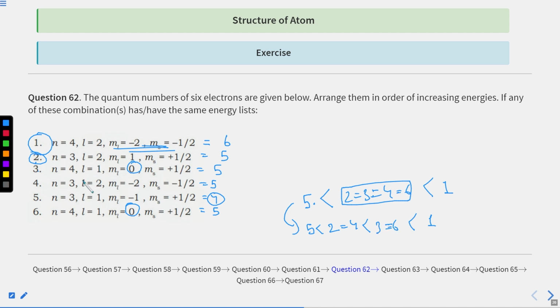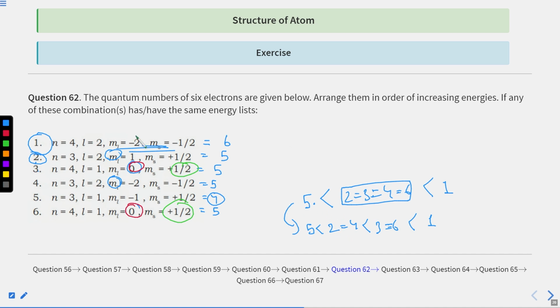For 2 and 4, the n plus l value is the same. The values of n and l are individually the same. So we are left with the value of ml, right? Similarly, for these 3 and 6, the value of ml is also the same. The value of ms is changed? No, it is also the same. So how will you justify this?